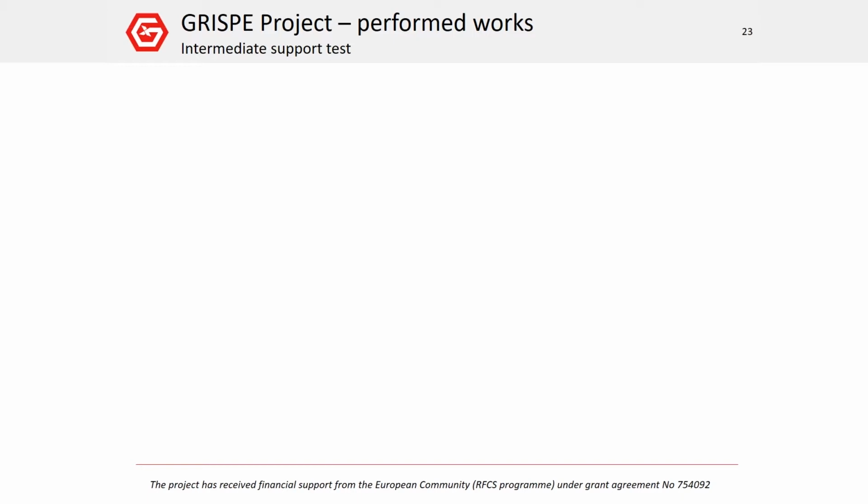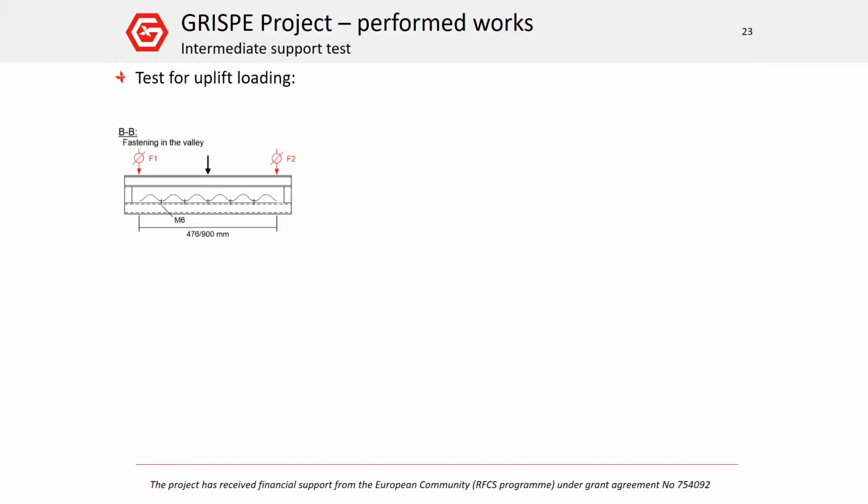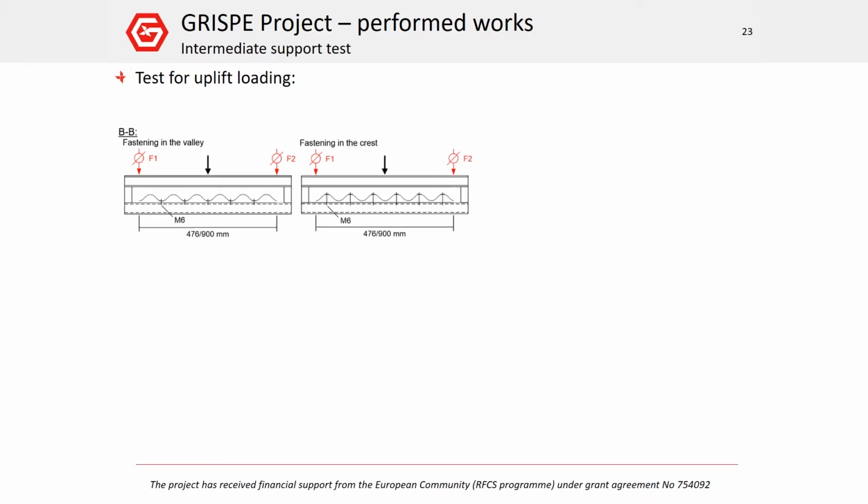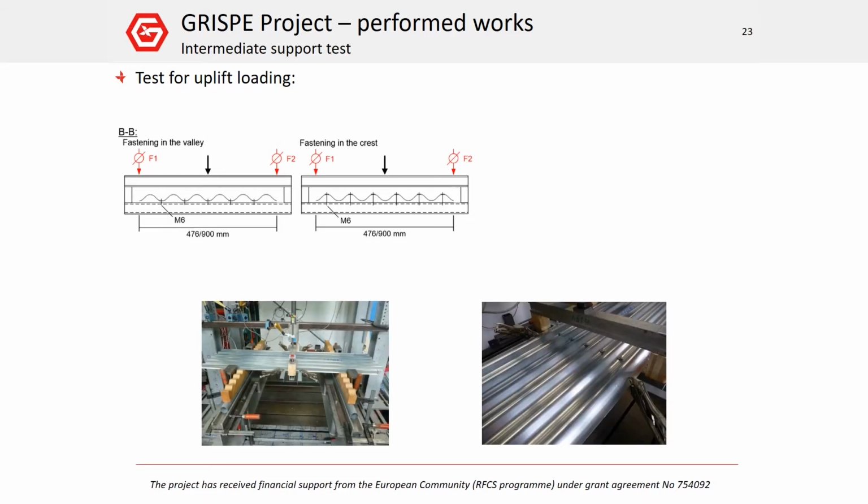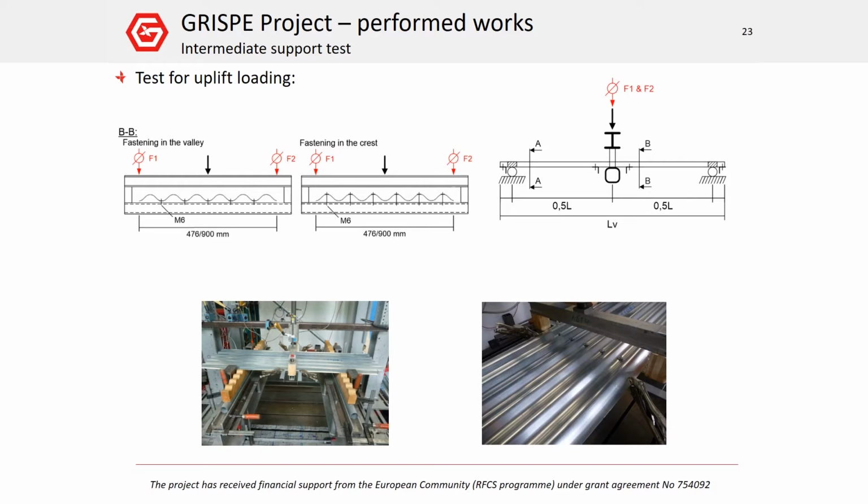In the case of uplift loading, the program was subdivided into 2 aspects. Indeed, 2 fastening modes are possible: fixing in the valley, like in Great Britain, or fixing in the crest, like in France. Consequently, the load isn't applied directly on the steel sheet, but transmitted to the support on which they are fixed.